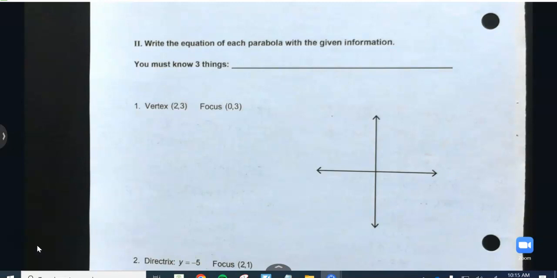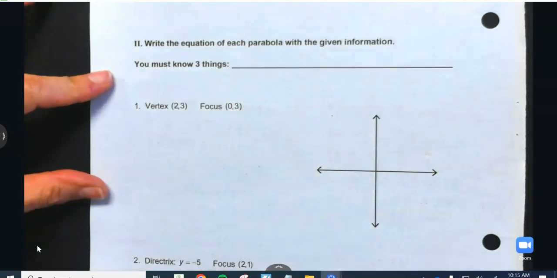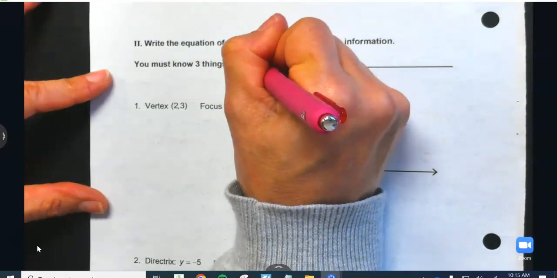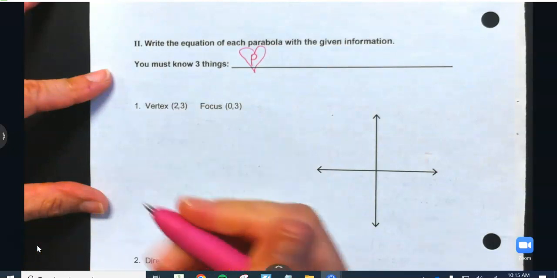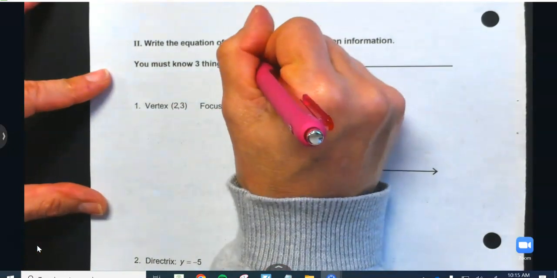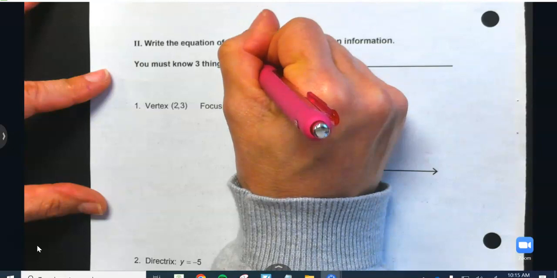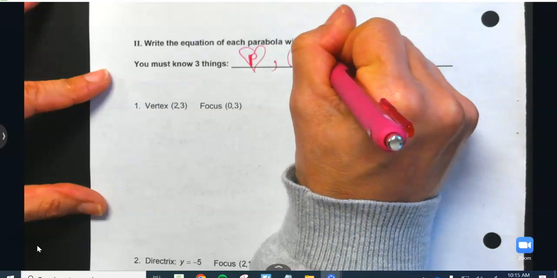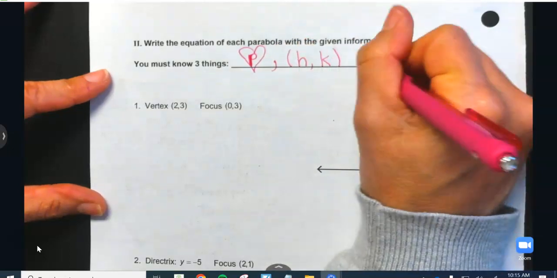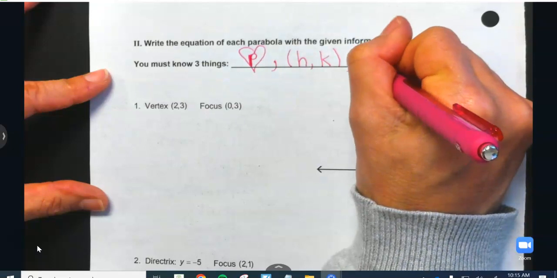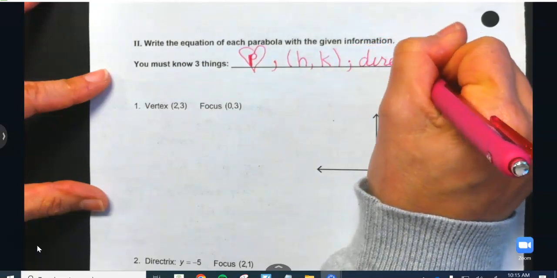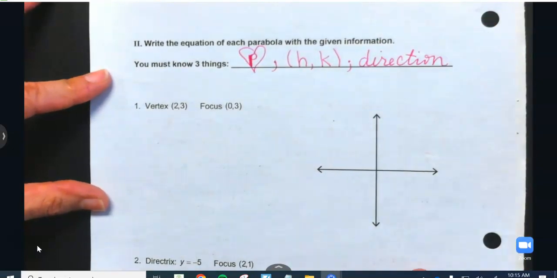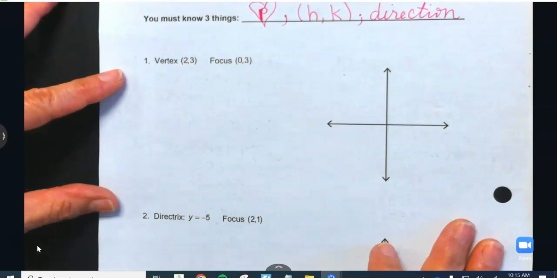All right, write the equation of the parabola with the given information. Here's the 3 things you got to know. You know, I'm going to say the p-value. You got to know that. You also have to know the vertex. I'm just going to write HK. And then you got to know the direction of the opening. I'll just write direction. Okay, so that's it. Let's go ahead and take a look at number 1.